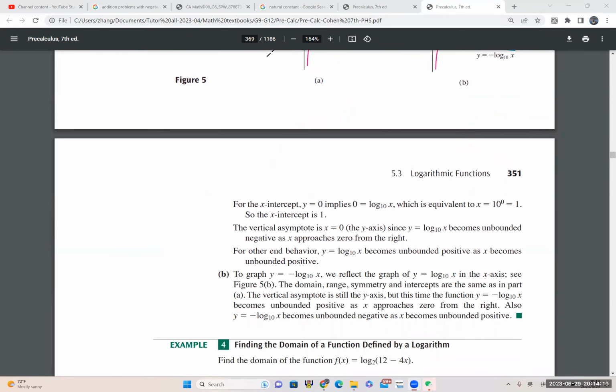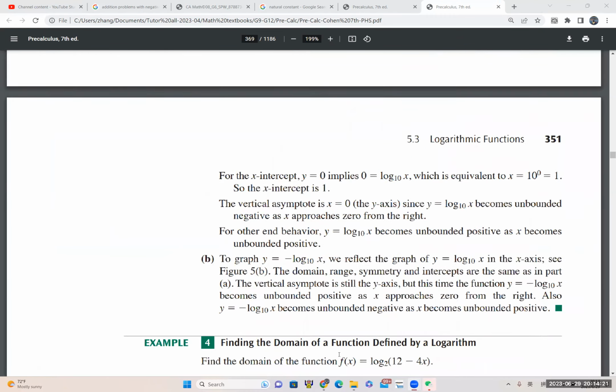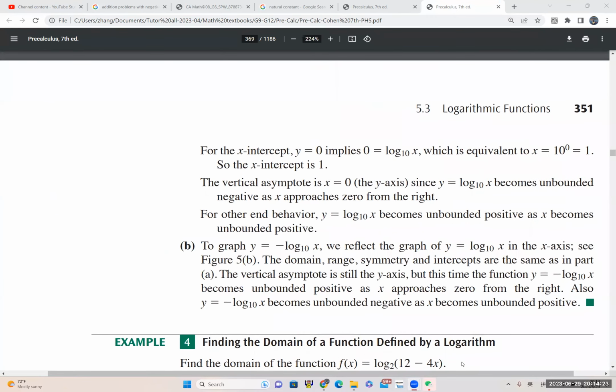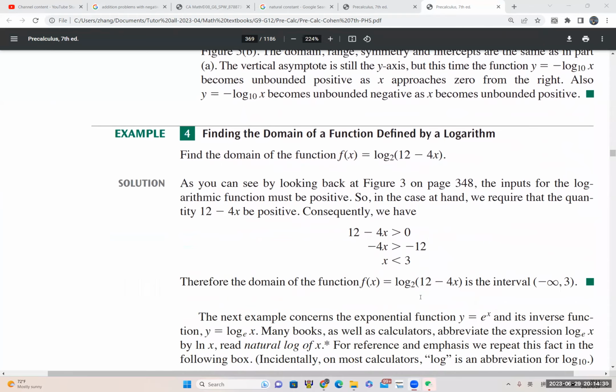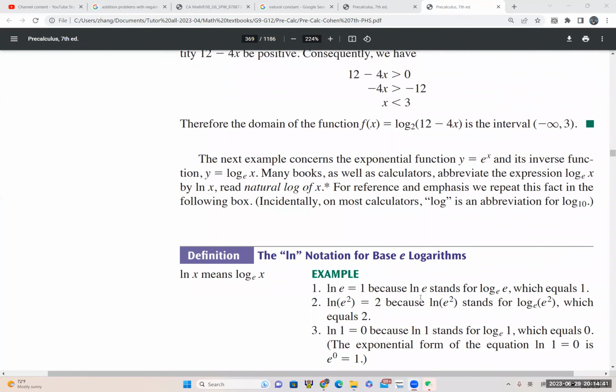Find the domain. The domain just requires that 12 minus 4x, as the input of the logarithm function, is greater than 0, right? Then you can go and find x.